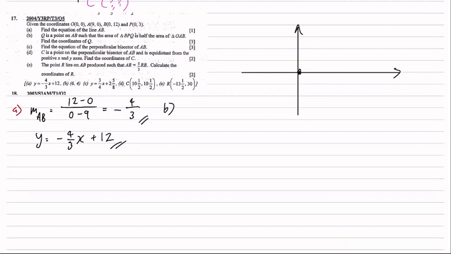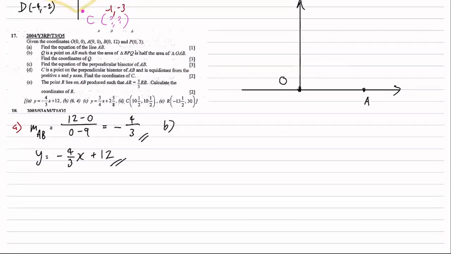O. 9,0, maybe here. 0,12. Wow, no space. Maybe just move my axis up. Where is my B? Maybe somewhere here. Okay, I need more space. Maybe somewhere here. This is 0,12. What is that? 9,0. And then you have 0,3, which is a point P. Where is that? Maybe somewhere over here. Just extend a bit more.